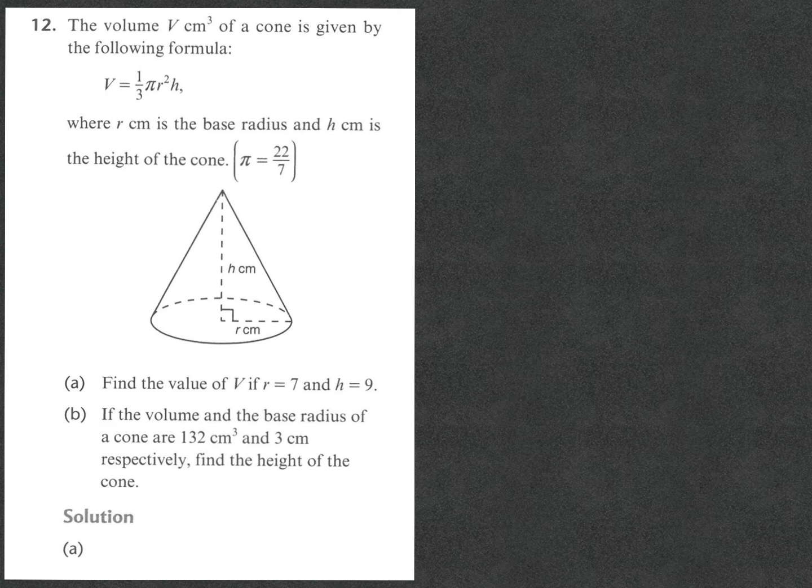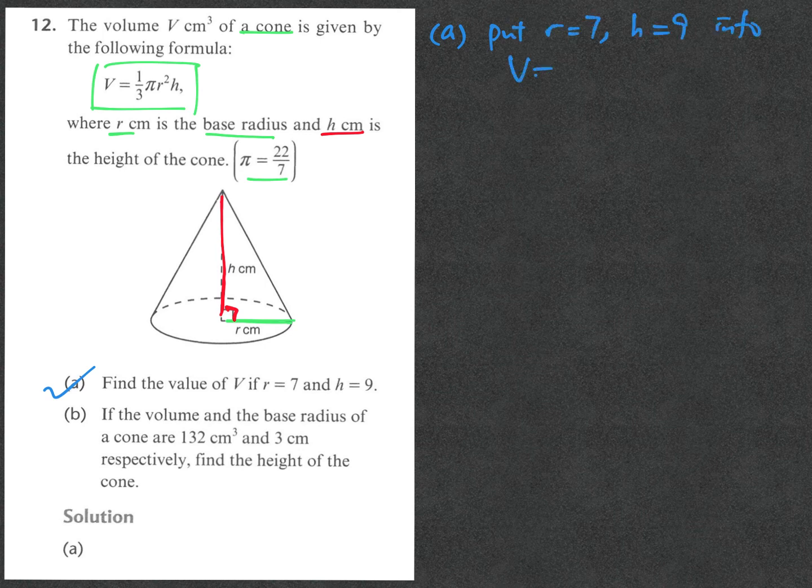Lastly, let's take a look at number 12. It seems to be a very hard question. But anyway, it tells you a new formula, which is for finding the volume of a cone. And then you have to take pi to be 22 over 7, like a primary school kid. R stands for the base radius, as indicated in the diagram, while h stands for the height of the cone, which is also indicated in the diagram.